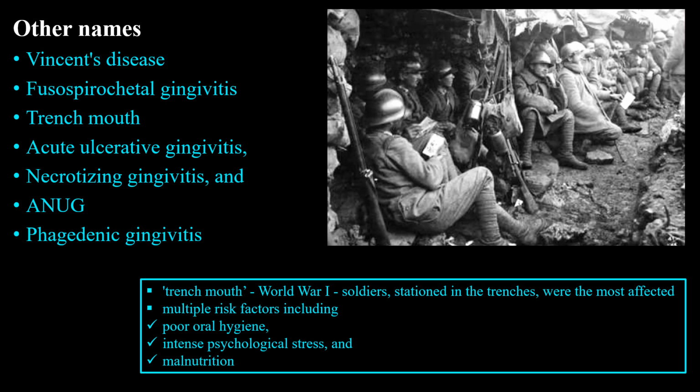So ANUG is also called Vincent's disease, fusospirochetal gingivitis, trench mouth, acute ulcerative gingivitis, necrotizing gingivitis, and phagedenic gingivitis. One of the most famous names is trench mouth. So why is it called trench mouth? It's because during World War One, the soldiers who were stationed within the trenches were seen affected with this disease. This could be because of the following factors. One is they were not able to maintain proper hygiene because of intense psychological stress, sleep deprivation, and malnutrition as well. So that's why it was called trench mouth.